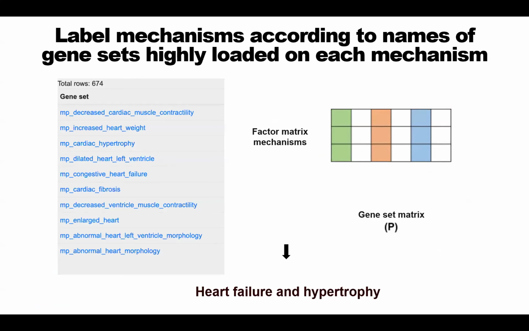So what it does, for example, is it labels mechanisms according to the names of each gene set that is highly loaded to each mechanism. So if you see here, you see cardiac hypertrophy, you see cardiac fibrosis, you see an enlarged heart. These are all, through this factor matrix, labeled as heart failure and hypertrophy. So it's a simplification of the gene sets to a specific mechanism area, right? So it allows it to be just organized.